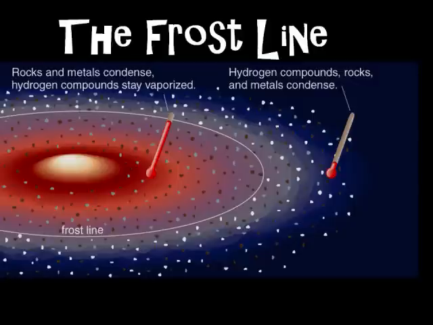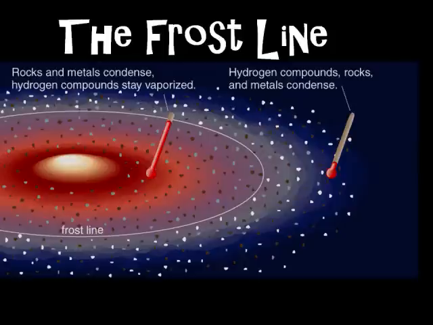All planets in our solar system have gone through accretion and differentiation. However, there are two different types of planets, terrestrial and Jovian. Terrestrial planets are small, dense, rocky planets, which are closer to the sun, while Jovian planets are large, gaseous planets, which are much further from the sun.